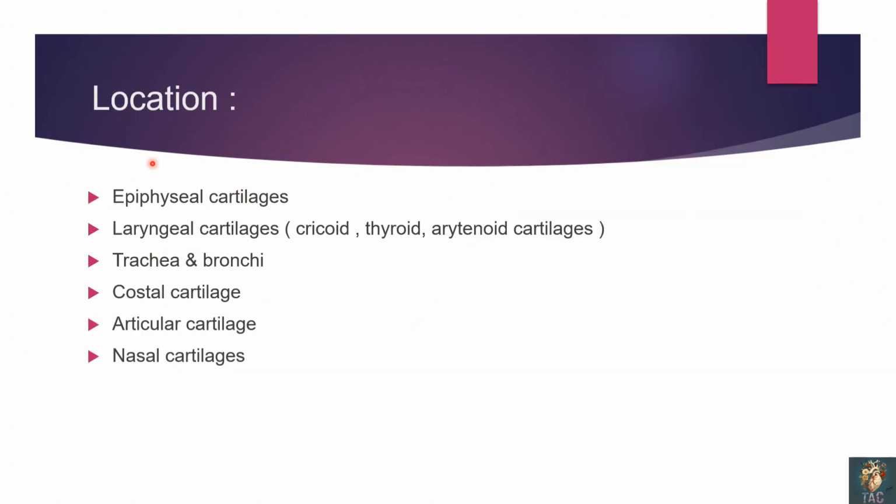So location of the hyaline cartilage, these are again very important MCQs as well. It is present in epiphyseal cartilage, the laryngeal cartilages, mainly cricoid, thyroid, arytenoid cartilages, in trachea and bronchi, in costal cartilages, in articular cartilages, and certain nasal cartilages are also hyaline in nature. So these are the locations of the hyaline cartilage.